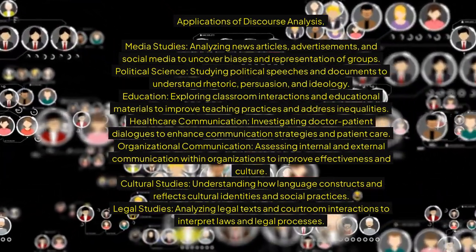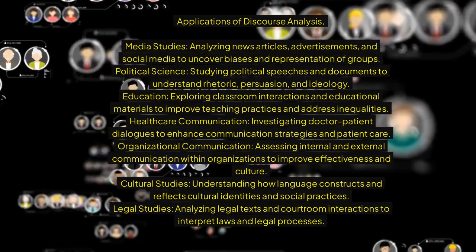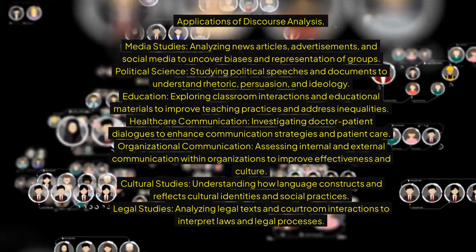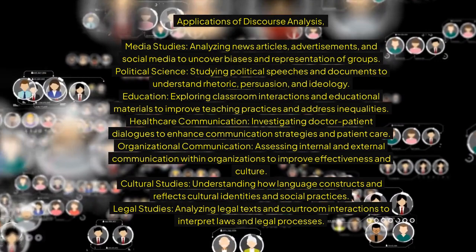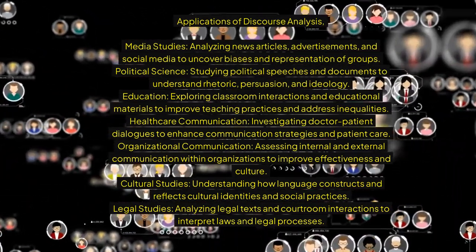Organizational communication, assessing internal and external communication within organizations to improve effectiveness and culture. Cultural studies, understanding how language constructs and reflects cultural identities and social practices. Legal studies, analyzing legal texts and courtroom interactions to interpret laws and legal processes.